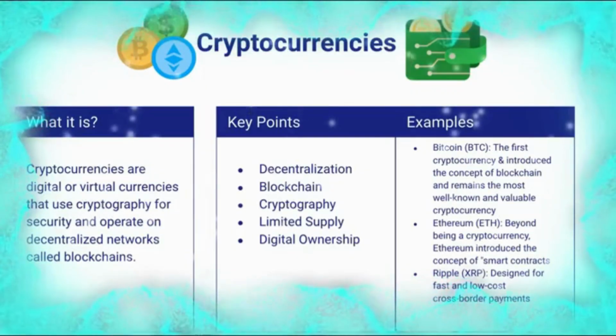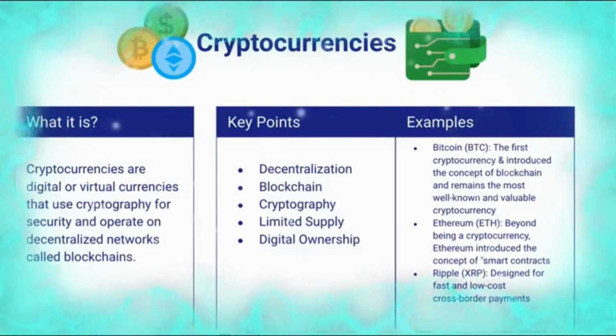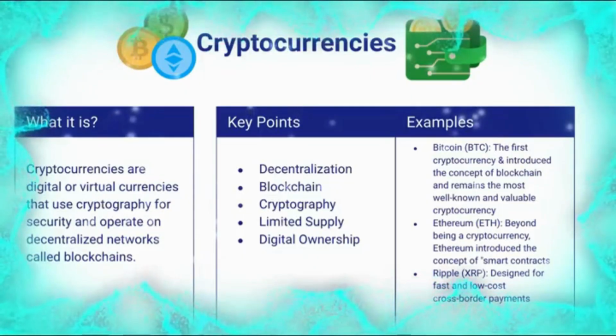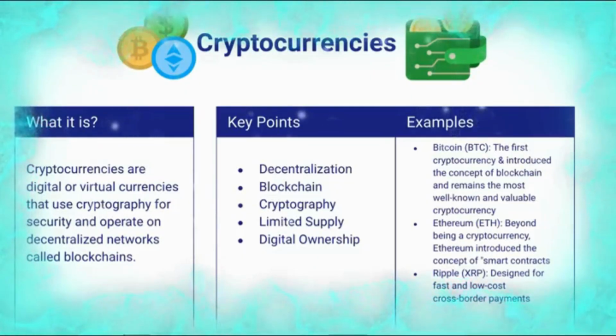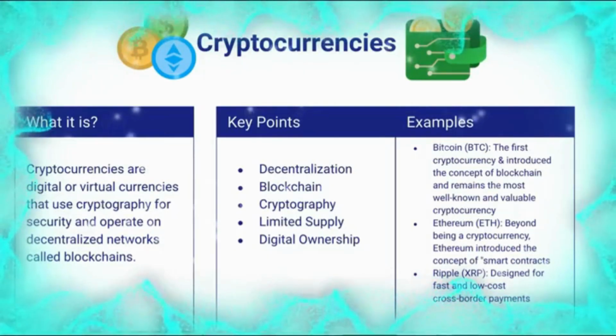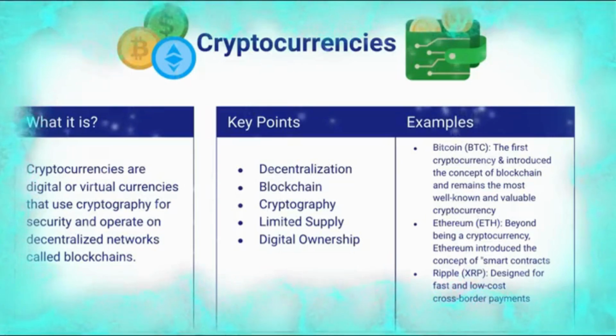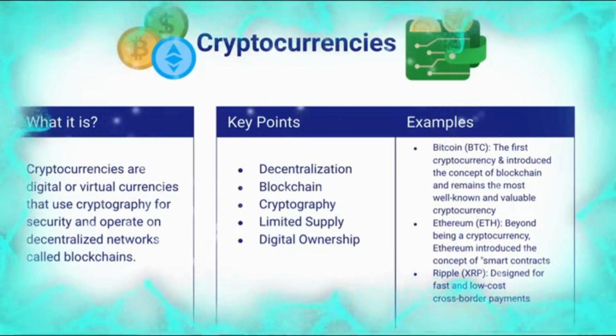The first and most well-known cryptocurrency is Bitcoin. Key points about cryptocurrencies. Decentralization. Cryptocurrencies are typically decentralized, meaning they are not controlled by any single entity, government, or central bank.